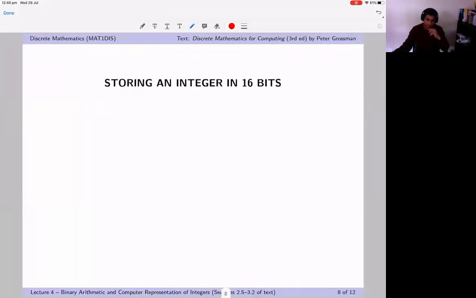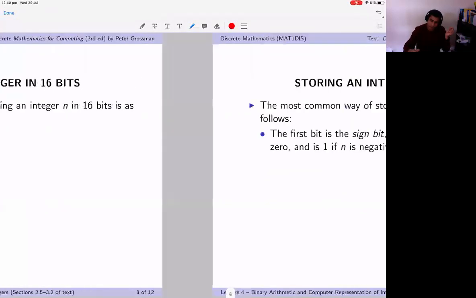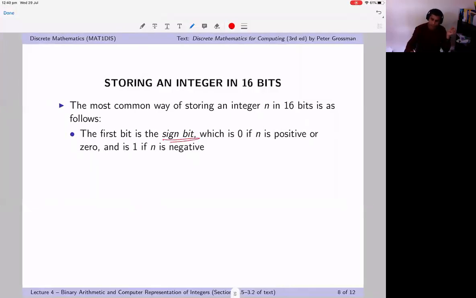Okay. Now we come on to storing an integer in 16 bits. How are we going to store a number in the range negative 32,768 to positive 32,767 in 16 bits? So first thing, we need to know whether the number is positive or negative. So we're going to say that the first bit is the sign bit. In these 16 bits, the first bit would be the sign bit.